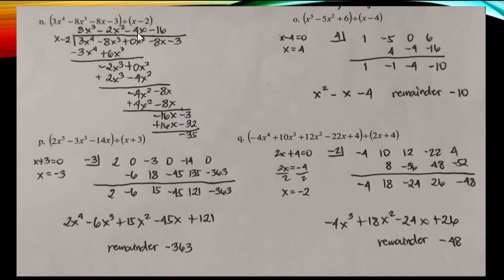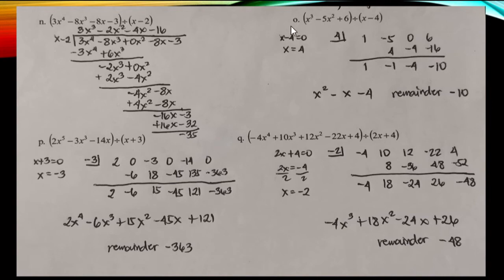Again, we look for what to multiply by x to get negative 16x. So that is negative 16. Negative 16 times x is negative 16x, minus, so it becomes plus. Negative 16 times negative 2 is positive 32. Minus, so it is minus. So zero. Negative 3 minus 32 is negative 35. So the quotient is 3x cubed minus 2x squared minus 4x minus 16, and the remainder is negative 35.